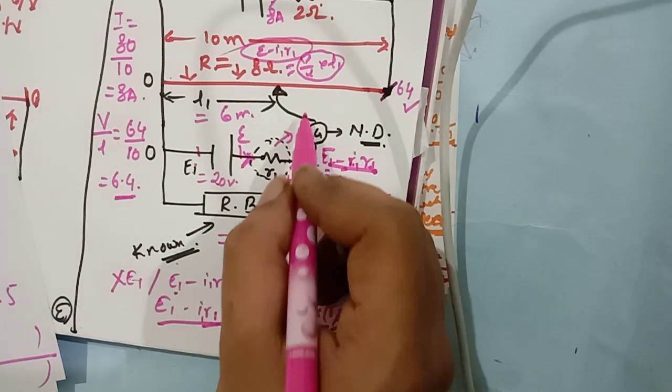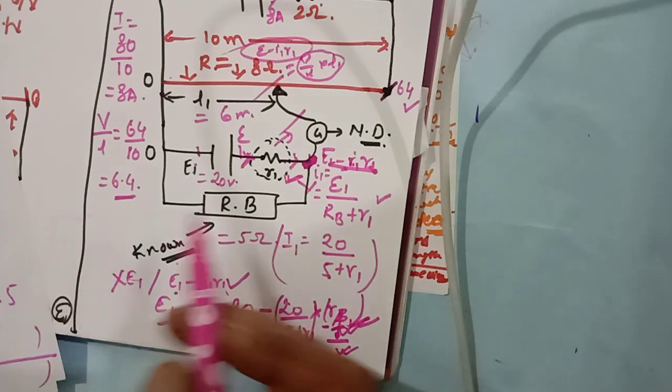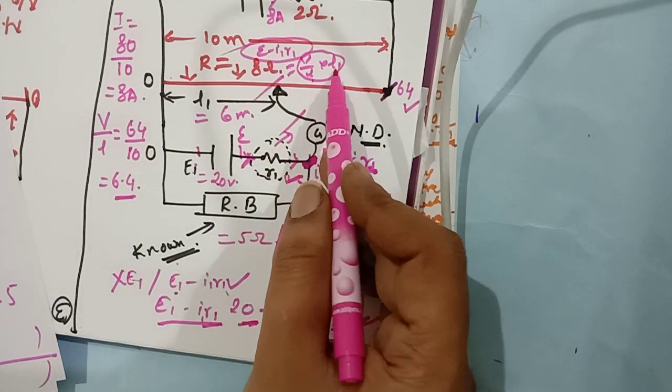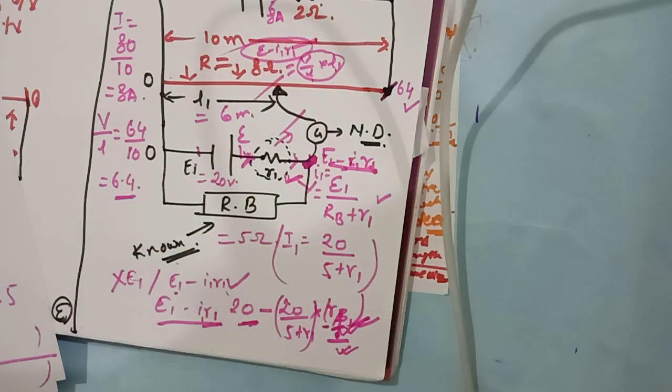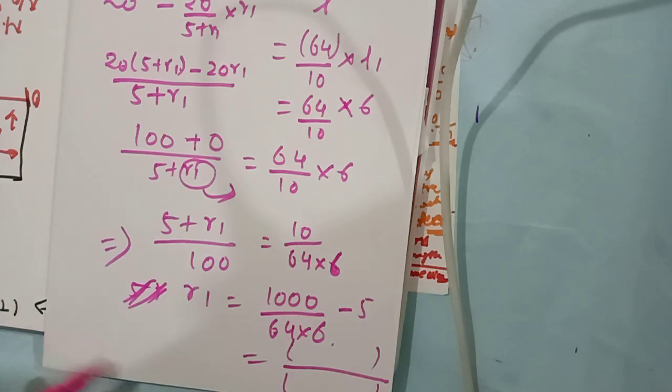Here it is E minus I1 R1, here it is also E minus I1 R1. E we know, I1 we know, R1 we don't know. V we know, L we know, L1 we know. Just R1 is the blank space which we can fill by solving it, right? Like this. Over. So the potentiometer topic has been completed.